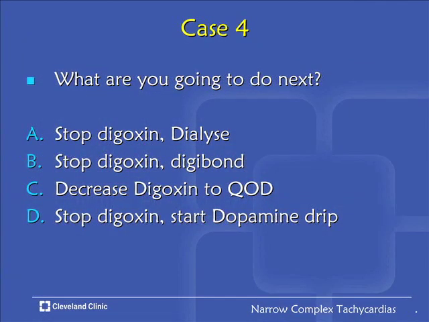And how are we going to treat this? Are we going to stop the digoxin and dialyze? Are you going to stop the digoxin and give Digibind? And if it fails, are we going to decrease the digoxin? Or are we going to stop the digoxin and start a dopamine drip and hopefully get his heart rate better?